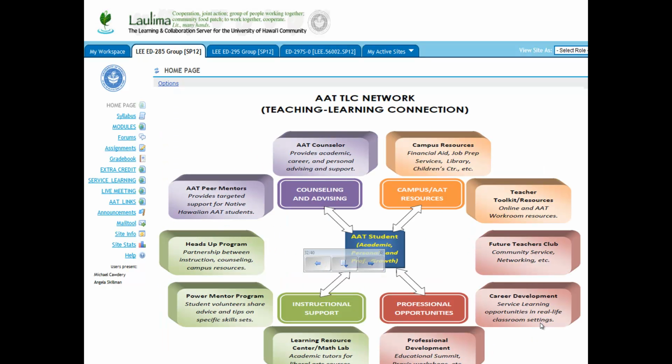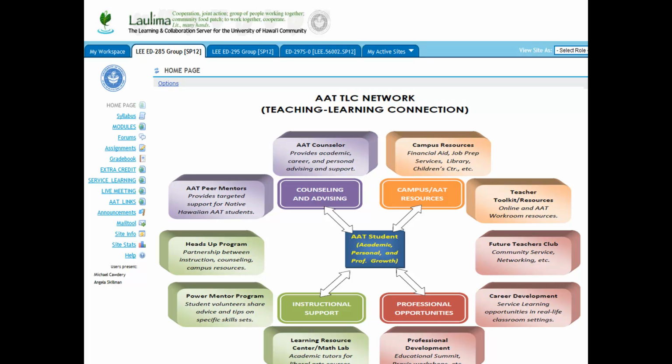We have an entire TLC network for the AAT program, which is available to all of our students, online and face-to-face, recognizing we have online students on all of the major islands, including Molokai and Lanai. We provide all kinds of campus resources online. We provide counseling and advising online. We also have instructional support. We have online power mentors. We also have online peer mentors for our program.